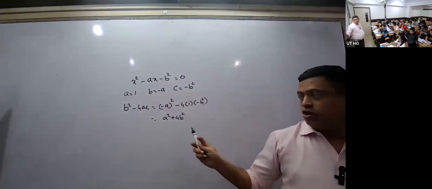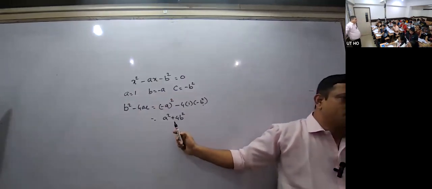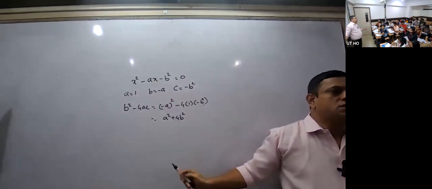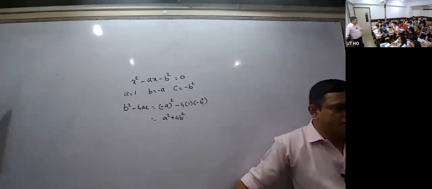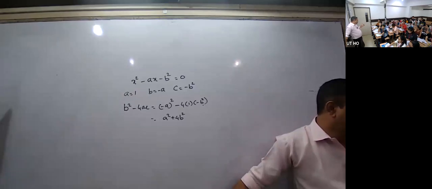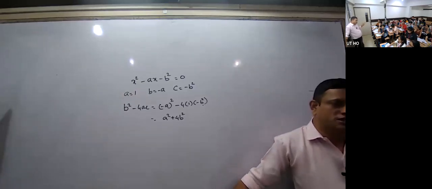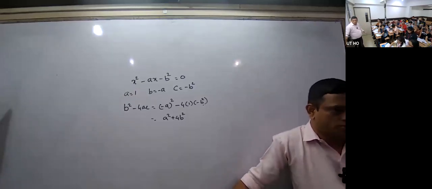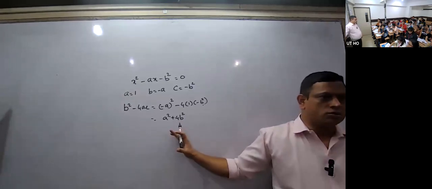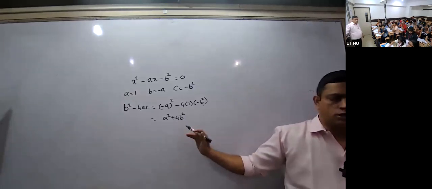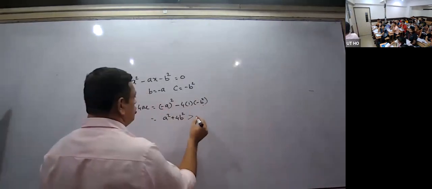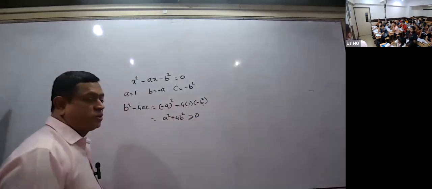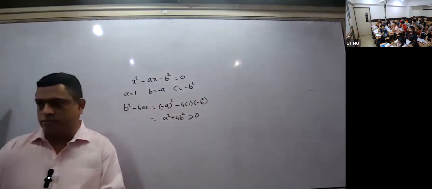Now, over here, we know A and B are real numbers. Squares of real numbers are always greater than or equal to 0. It cannot be negative. So A square will be greater than or equal to 0, and B square will also be greater than or equal to 0. So it will always be greater than or equal to 0. Therefore, the roots are real.